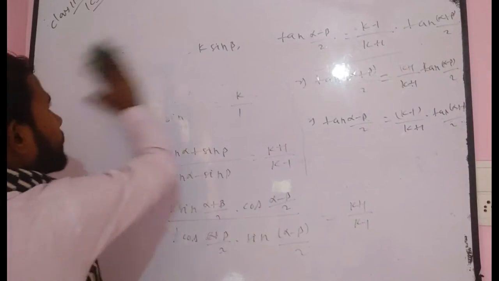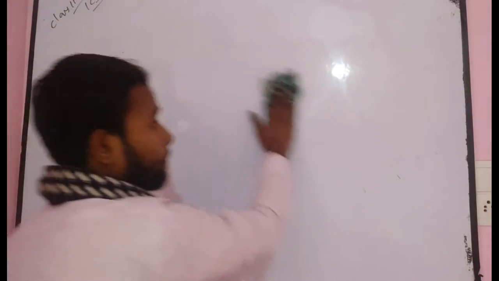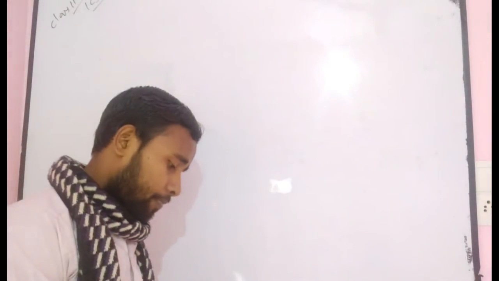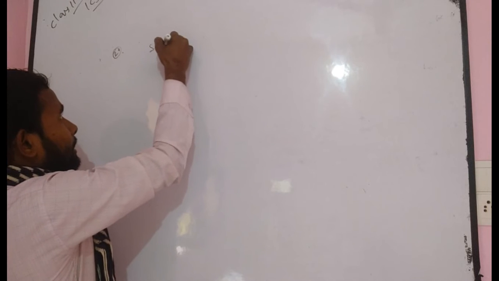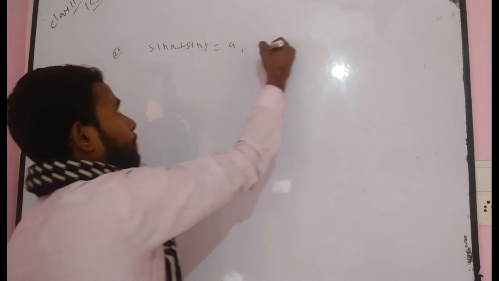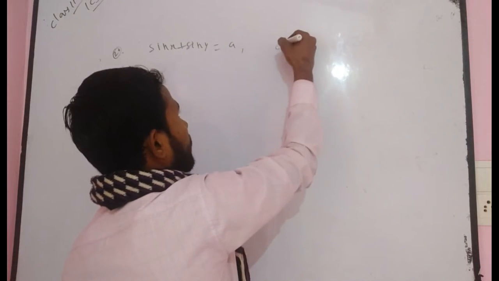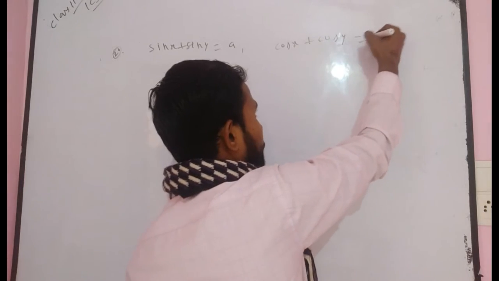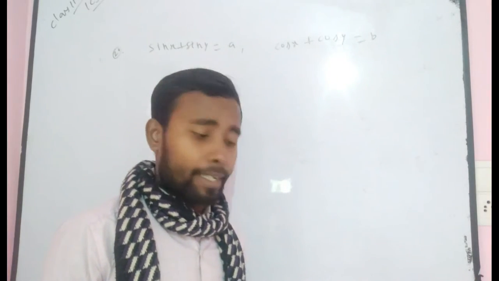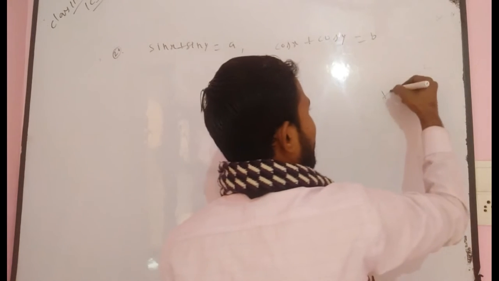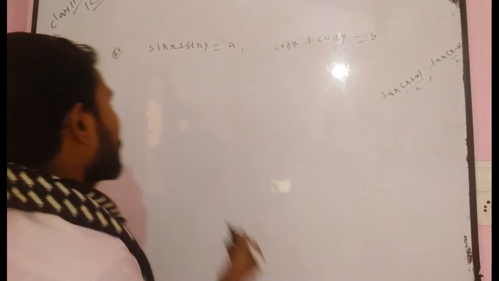Now we want to take another problem. I think this is the last problem of this exercise. So first let's write your problem. In this 20, given that sin x plus sin y is equal to a and cos x plus cos y is equal to b, then find tan (x plus y) by 2 and tan (x minus y) by 2. You have to find both terms, tan (x plus y) by 2 and tan (x minus y) by 2. Firstly, write.